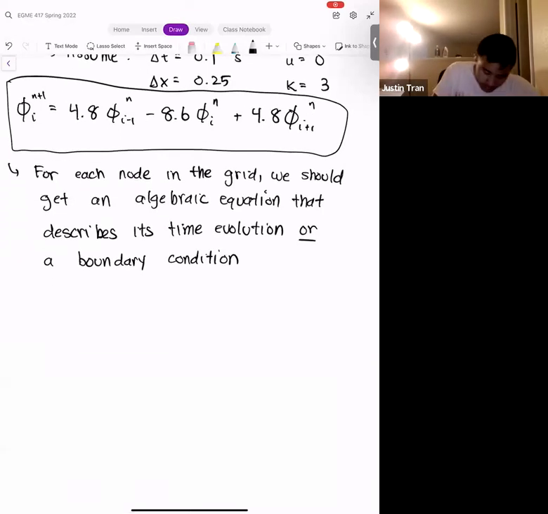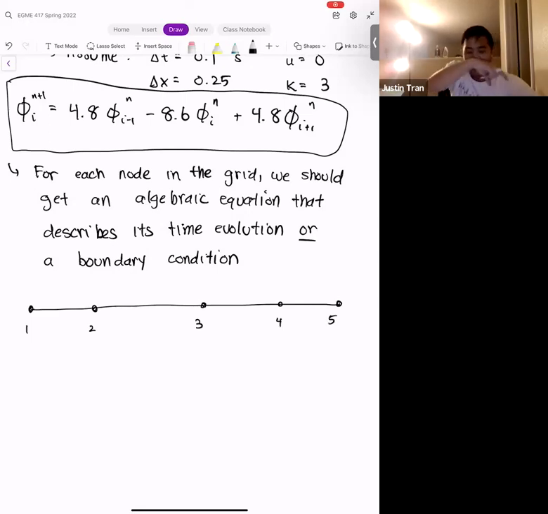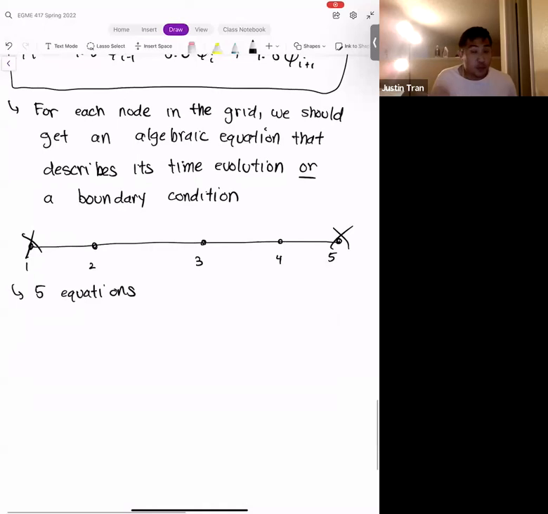All right, so let's go ahead and apply this, and let's assume that we have the following 5-node grid. So this is node 1, 2, 3, 4, 5. If we have 5 nodes here, that means we should have 5 equations. Since this is a 1D case, I'm going to neglect nodes 1 and 5, just for the sake of time, because we know that those are on the boundaries, and so we're going to apply boundary conditions there. Let me write out the equations for nodes 2, 3, and 4.